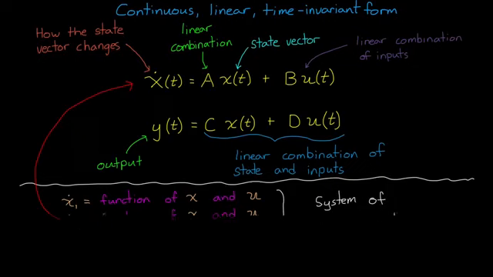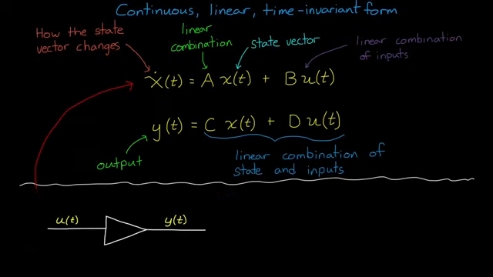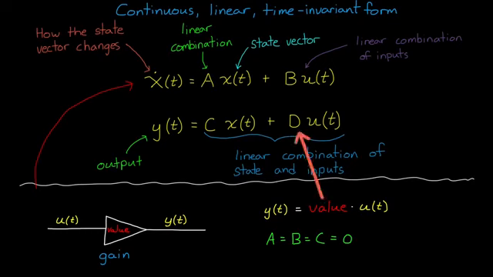A real simple example of the D matrix in action would be the state space representation of a simple multiplier, a gain block. The output equals the input times the gain, so in this way the A, B, and C matrices are all zero since there are no derivatives and no states, and the D matrix is the value of the gain.